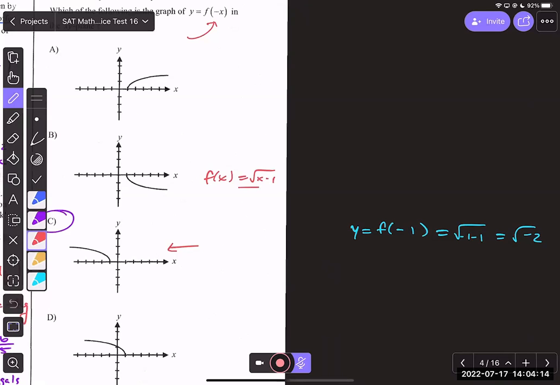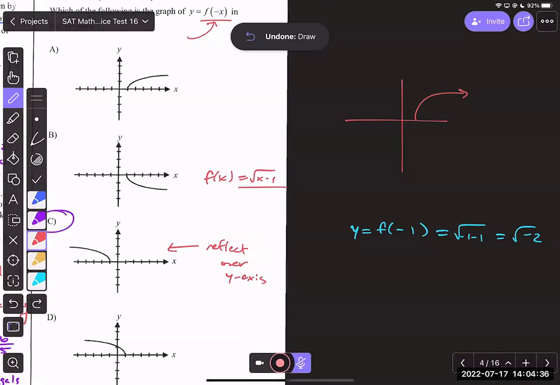This equation of square root of x minus 1 is going to look like this. Y equals f of negative x is a reflection across the y-axis. So that's why C is correct, because it's reflected over the y-axis. D is incorrect because it reflects in the wrong spot. B is incorrect because it reflects vertically instead. And A is the exact same thing as what we started with, which is clearly not going to be true, right? So that's another way that you could have gotten that C is the correct answer.